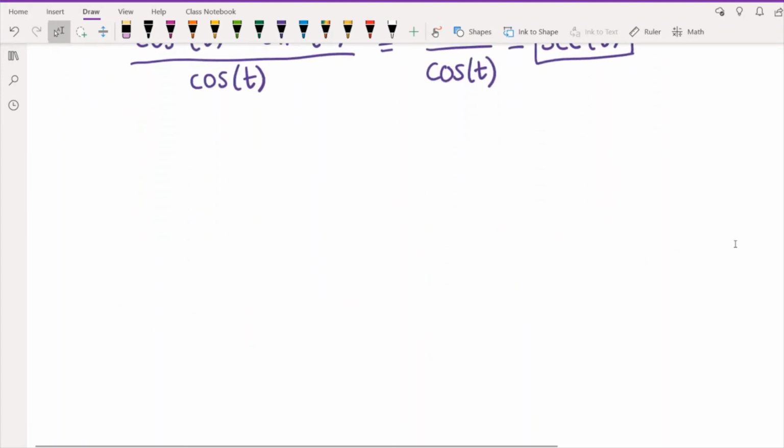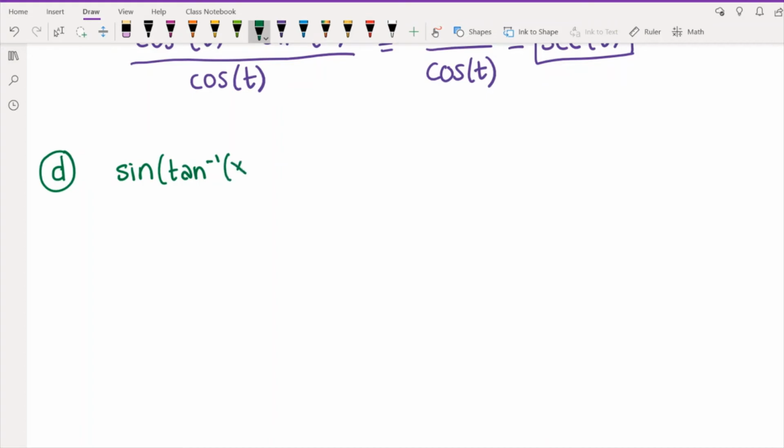Okay, so the last one I want to look at from this part is D, and this one is a little bit different in the approach. This one is sine of inverse tangent of x. In a way, this is more like the questions that we were doing on the previous page, because this is one where you want to draw a right triangle. So inverse tangent of x, that's an angle, right? Anytime you're doing inverse trig, that means it's an angle.